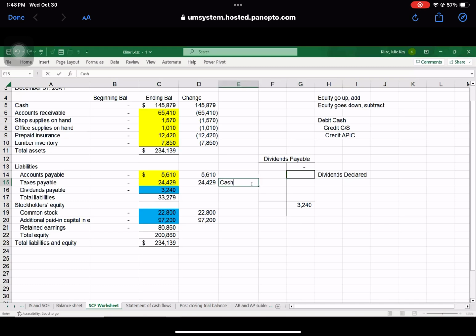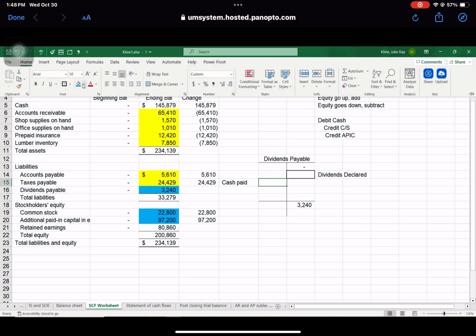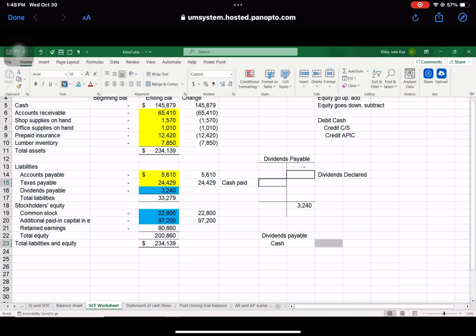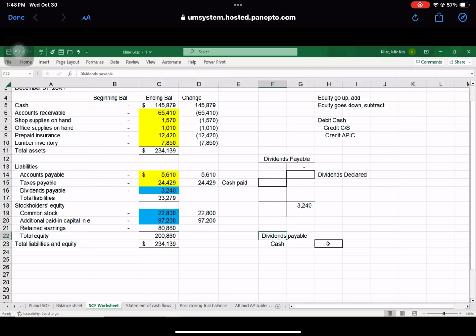And so we're really looking for the cash paid for the dividends, which is seen as a debit to the dividends payable account, right? Because the entry to pay a dividend would be debit dividends payable and credit cash. And we are looking for this cash paid number, which is seen in the debit to the dividends payable account.